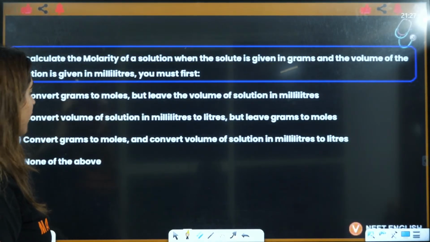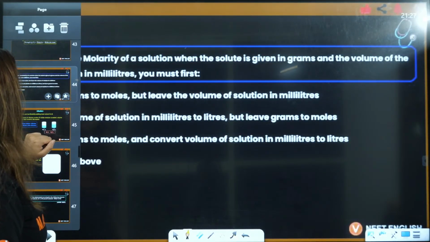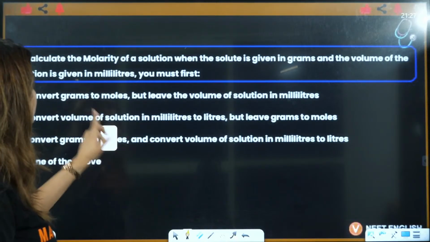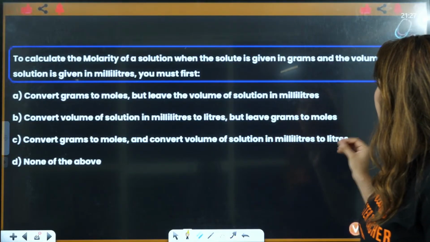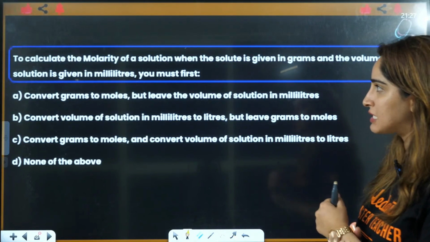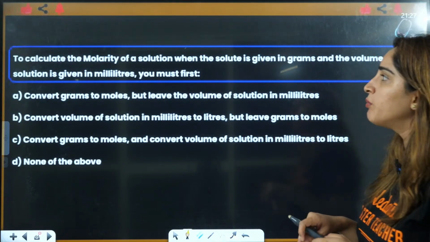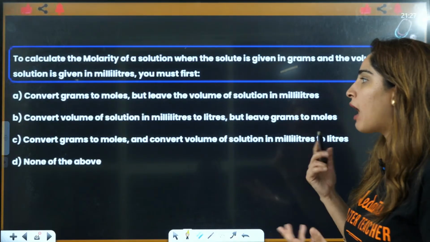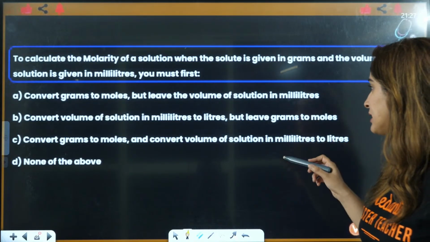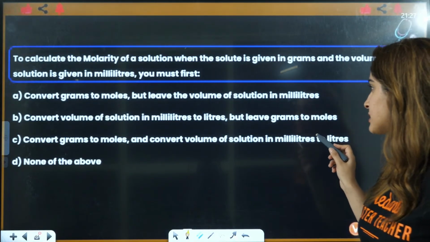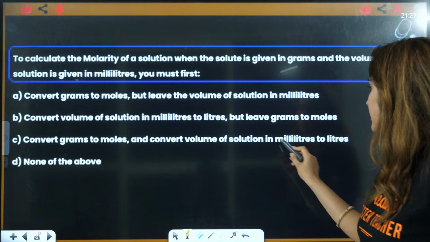Now, one more thing that we are left with is, firstly, let's do dilution here, right? What is this question? To calculate the molarity of a solution when the solute is given in grams and the volume of solution is given in milliliters, what you have to do? Tell me. Convert grams to moles, and convert volume of solution in milliliters to liters.